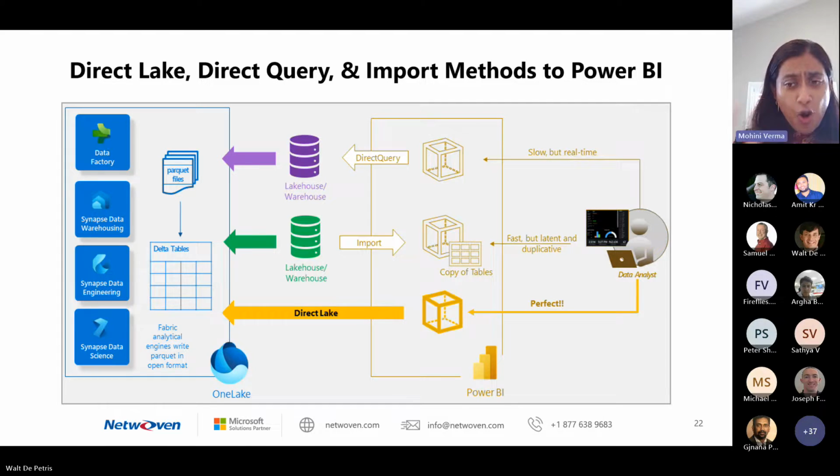Now, all this is possible because Power BI's analysis services engine is also adopting the Delta Lake Parquet format, which is the format that is being used for all the OneLake data items and artifacts.